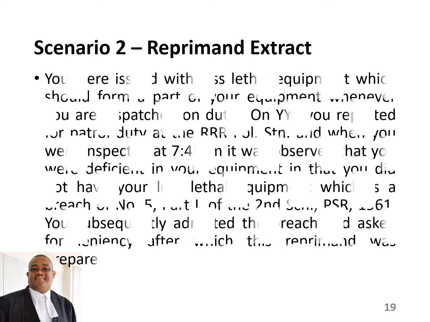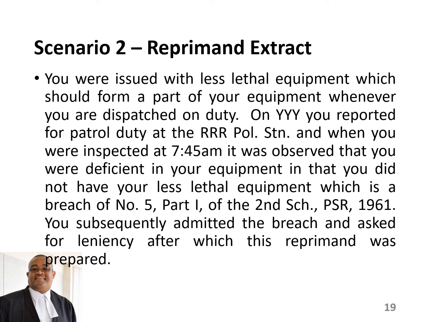Now we have looked at an extract of the divisional reprimand form, and you can compare what is on the screen to what you actually wrote. And it reads, you were issued with less lethal equipment, which should form part of your equipment whenever you are dispatched on duty. On date, you reported for patrol duty at, and you put the name of the station.